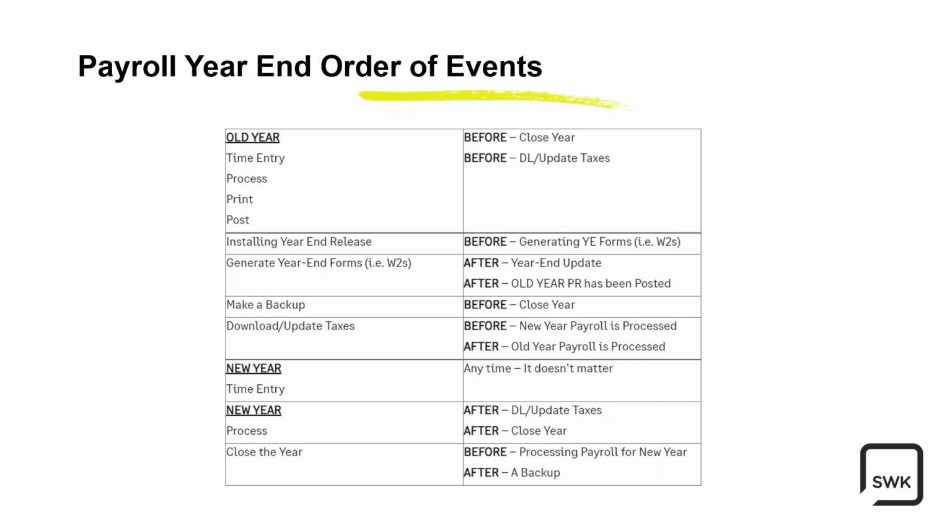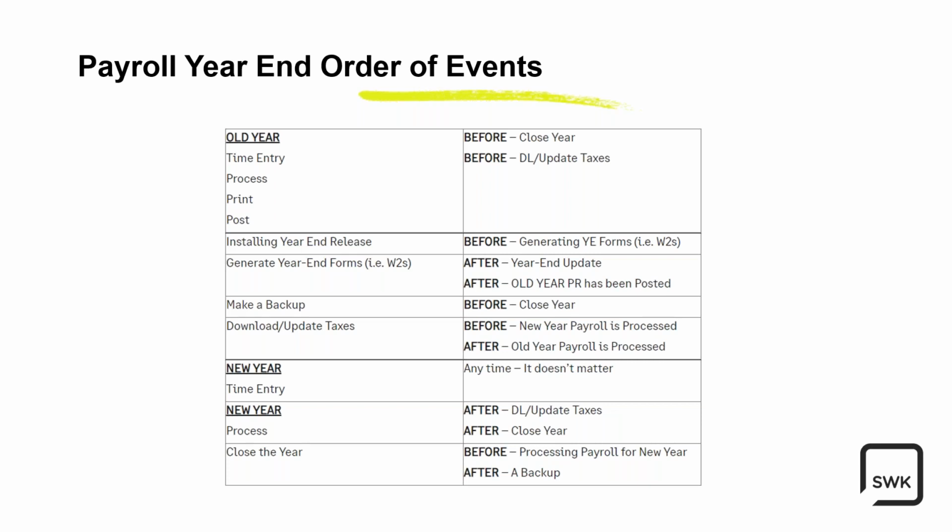So then you'll do your year-end forms. You can make a backup. You can make a copy company if that's your process to save a backup of that company. And then you can download your tax updates for the following year. And then in the new year, you can enter time in the new year whenever you want.